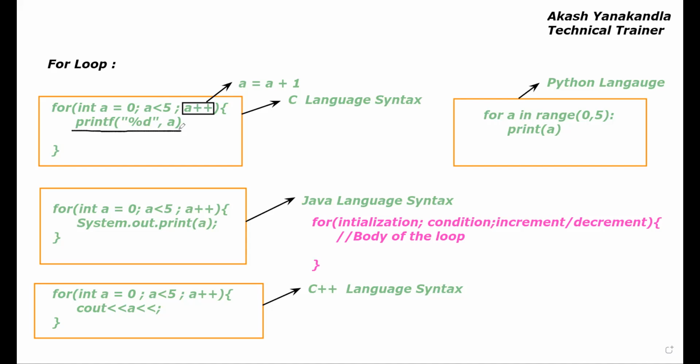So here, this is the body of the loop in C language, and this is the body of the loop in Java language. This is the body of the loop in C++ language, and this is the body of the loop in Python programming language. Now the same stuff, I'll show you how to execute this particular statement.